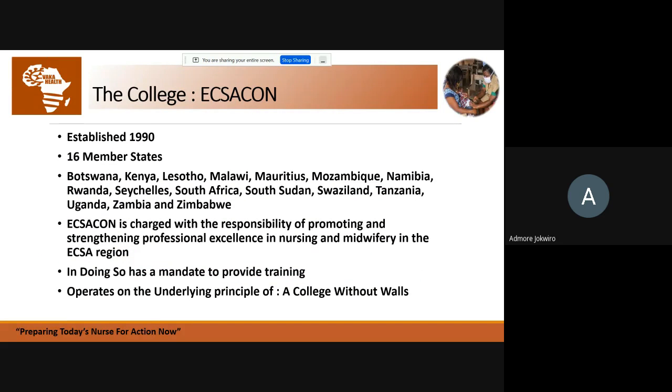So, talking about the college, it was established around 1990, but probably two or three years earlier than that, and then inaugurated around 1990.